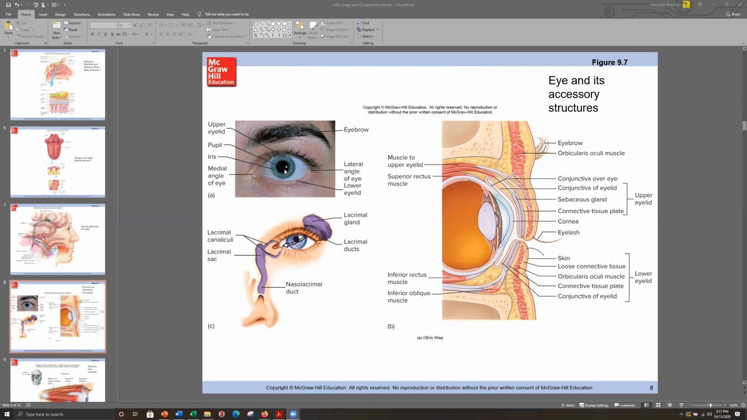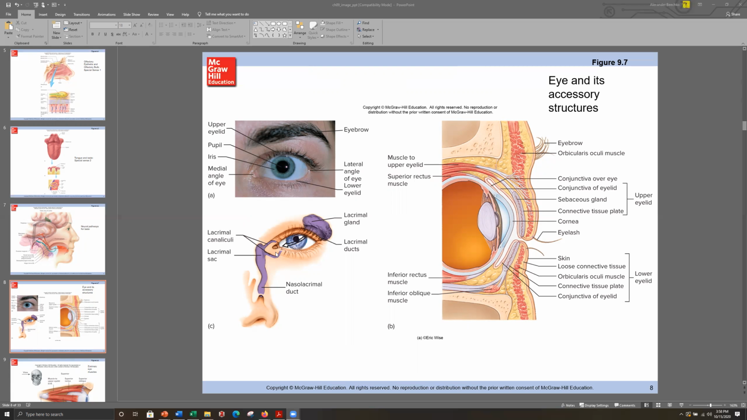So we've got our eyelashes here. We have the center of our eye that can constrict and dilate to let different amounts of light into our eye, called the pupil. We have the iris surrounding the pupil right here. So the iris can take on different kinds of color based on genetic expression. We have this white portion of our eye called the sclera. And then we have the lateral and medial angles of the eye just here, and then with our eyelids lower and upper both.